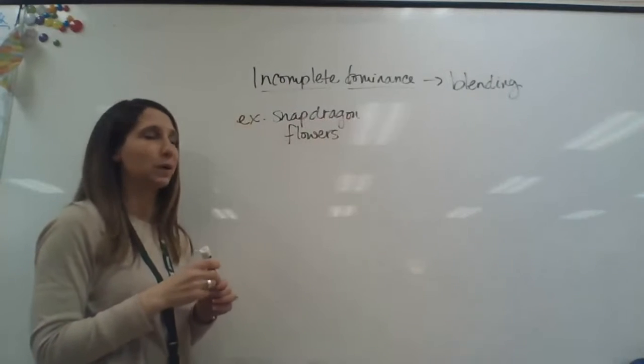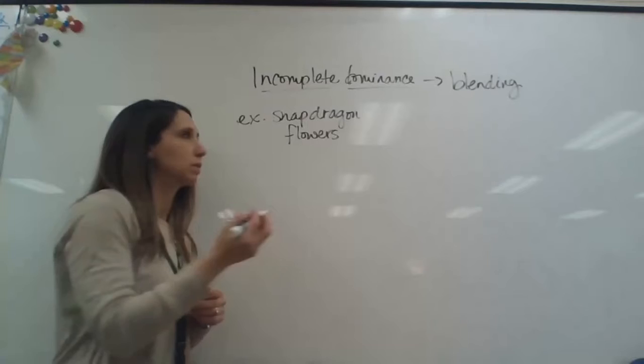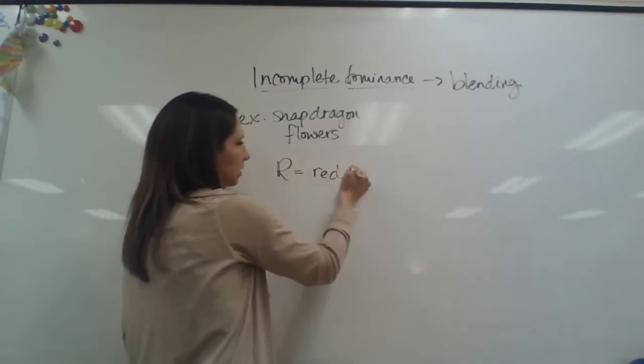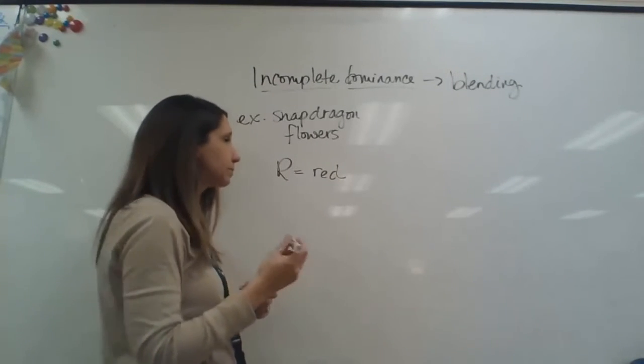In case you wondered what that was. So the alleles that we're going to work with are similar to what we saw in the four o'clock plants. We're going to use flower color. And in snapdragons, big R is going to code for a red phenotype.